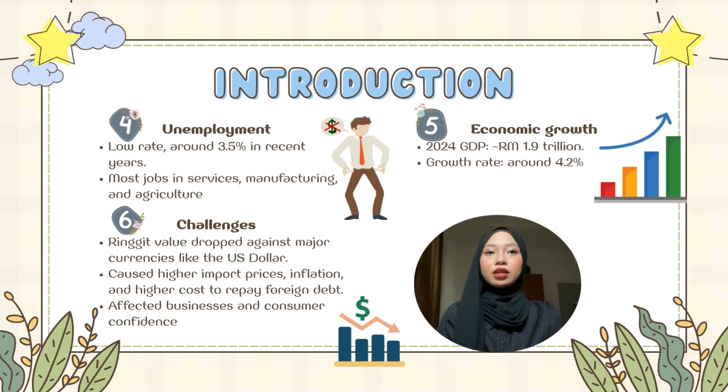On to the second part of the introduction. Unemployment in Malaysia has remained relatively low, around 3.5% in recent years, with the majority of jobs concentrated in services, manufacturing, and agriculture. Regarding economic growth, in 2024, Malaysia's GDP stood at approximately 1.9 trillion ringgit Malaysia, with a steady growth rate of around 4.2%.